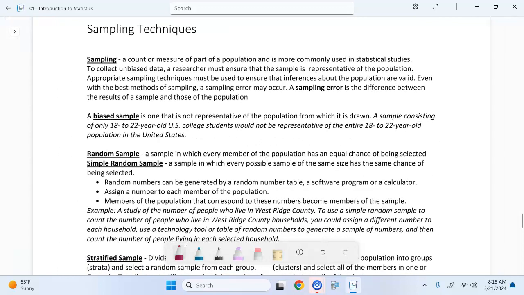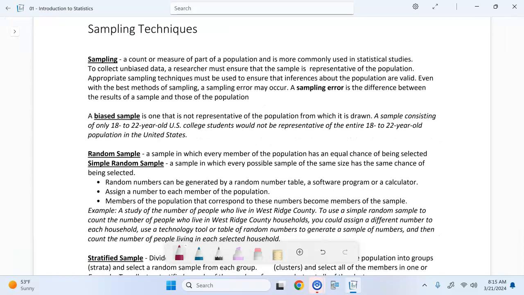All right, last thing we're going to cover is sampling techniques. So again, sample is a part of the population. Okay, so count or measure a part of the population that we use in our statistical studies. We usually can't test it on everybody, so we just get a part of it. To collect unbiased data, we want to ensure that the sample is representative of the population. Again, if I want to figure out what the average GPA of a Mumford Academy student is, and I only took your 19 GPAs, it's not necessarily representative of the population.